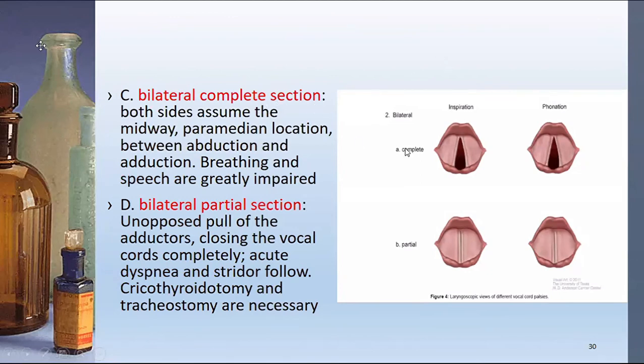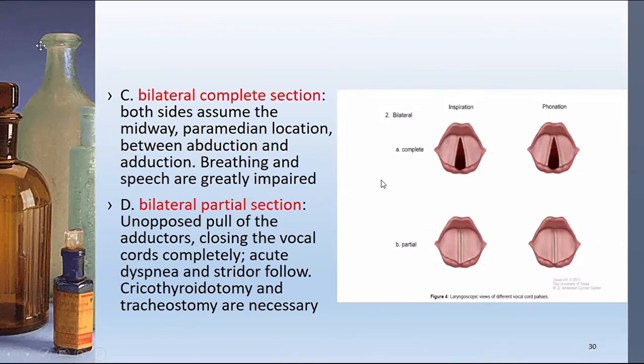So both sides assume the midway position. When you resect the recurrent laryngeal nerve on both sides completely, okay, the vocal cords are put on the paramedian location, no? Midway between abduction and adduction. Hindi siya gagalaw, ganyan lang siya. You can breathe because there's space, although konti lang, you can still breathe. No? Although it's greatly impaired. Kasi maliit lang ang space mo. You can talk, pero konti lang because the vocal cords are not completely opposed to each other. No? You can still talk, you can still breathe, but you'll be having a difficult time.